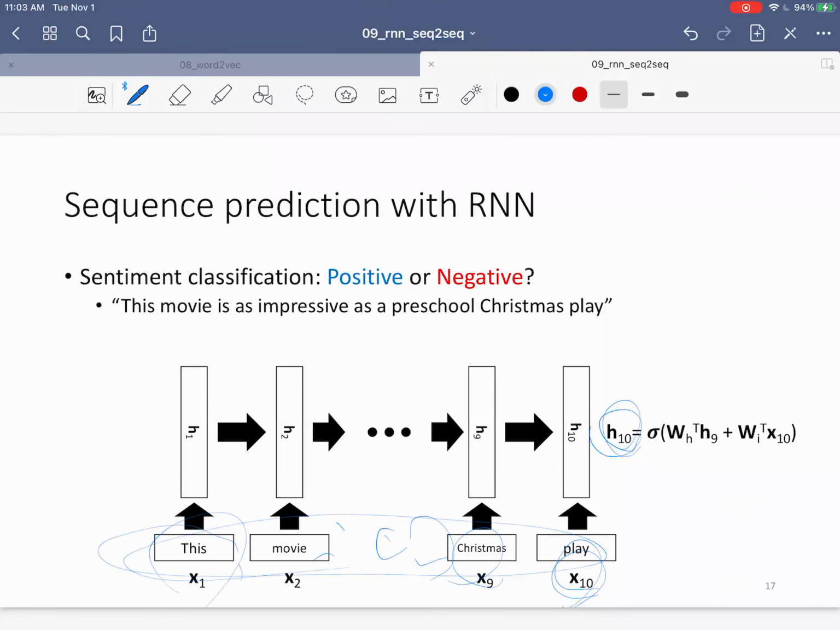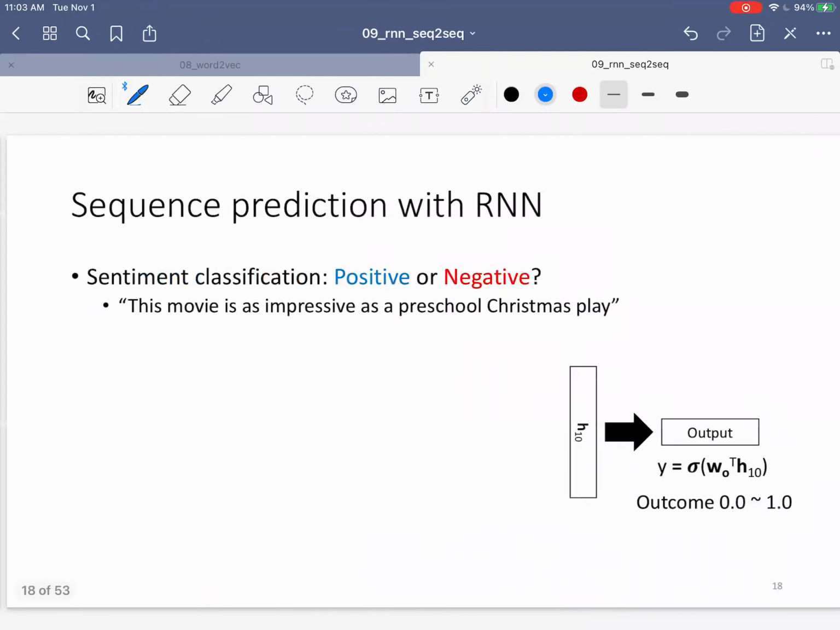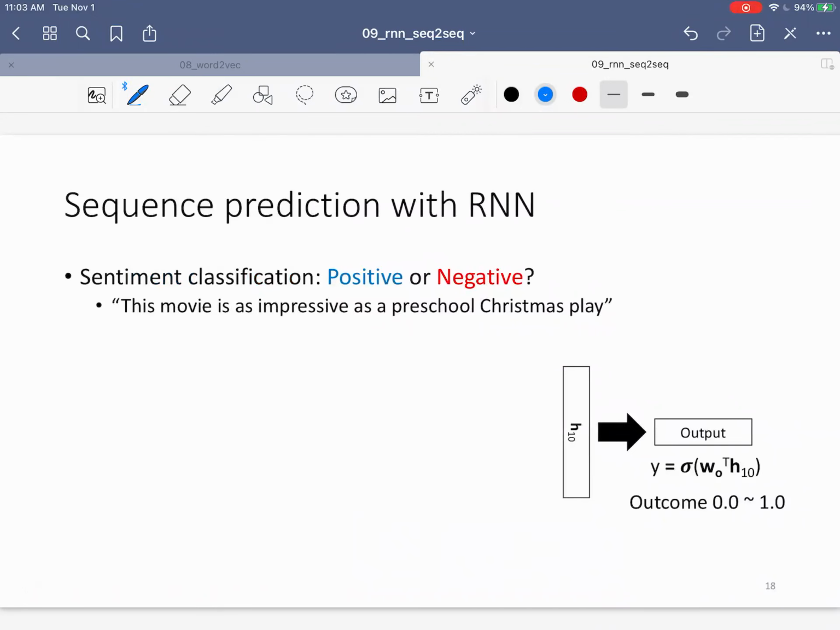So you can use H10 to do classification or regression or whatever. So here, what we want to do is use H10 to do a binary classification: is it positive or is it negative? Is a given sentence positive or negative?